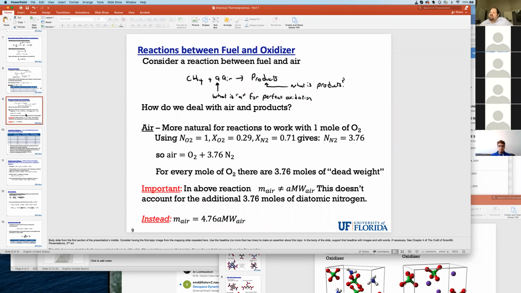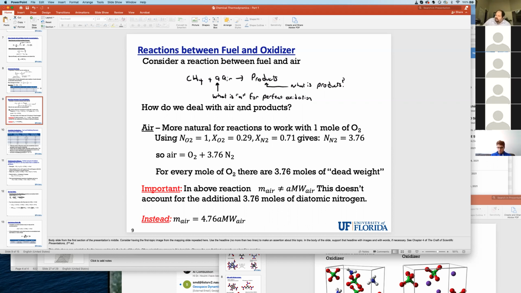Now we're just going to consider a standard reaction between fuel and air. As an example, we have methane plus A moles of air, or plus A units of air, I should say, and that goes to products. First of all, we have some questions that we need to address. First, what are the products? And how do we deal with air? And then, what is this A if we're going to assume perfect oxidation? That means there's no leftover fuel and no leftover oxidizer.